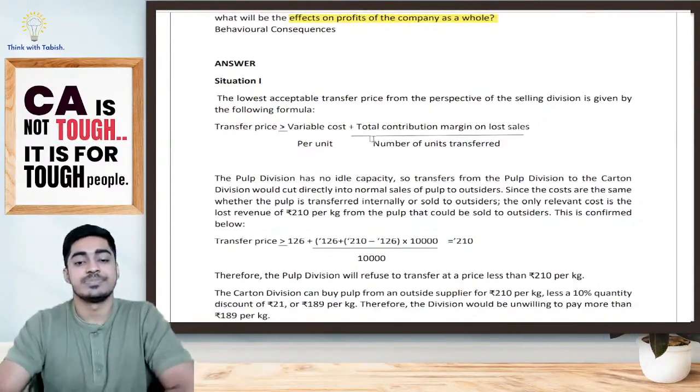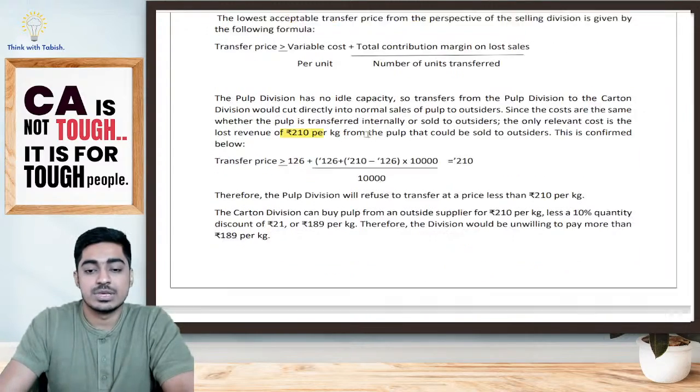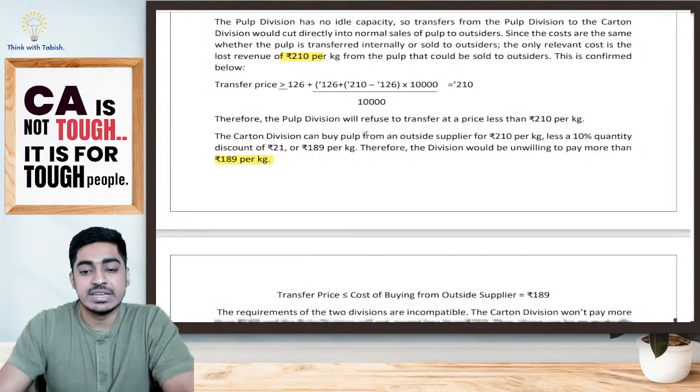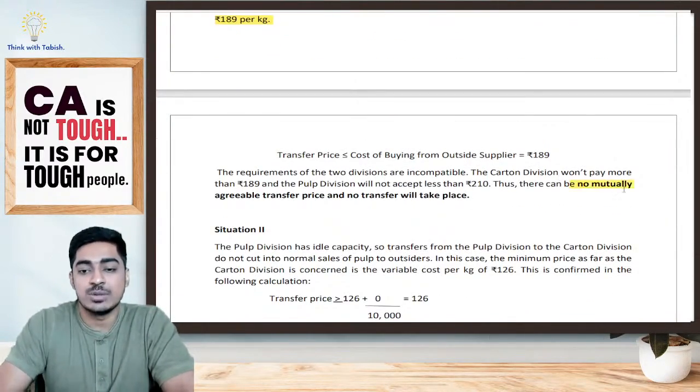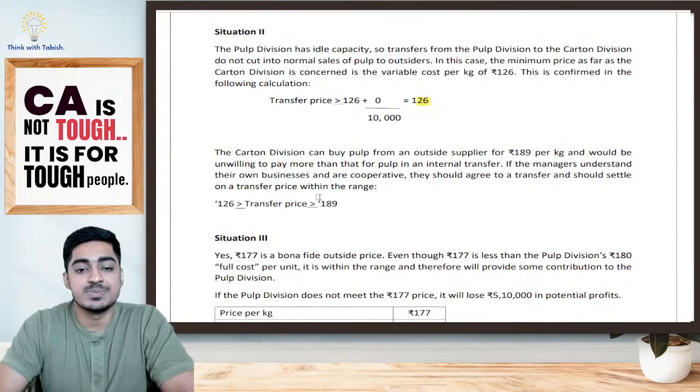Look at the answer. Okay, first, situation one, we are telling minimum is 210, maximum is 189, so there will be no mutually agreeable transfer price. Second case, minimum is 126, maximum is 189, so transfer should take place.